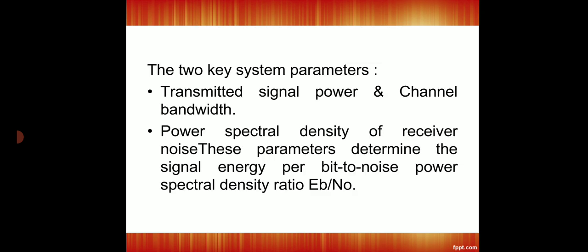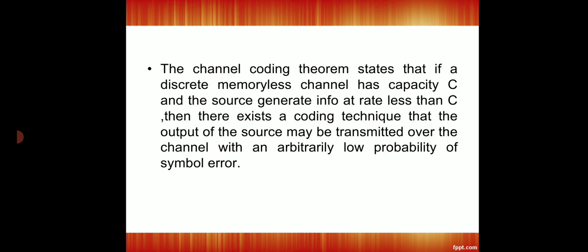The two key system parameters are transmitted signal power and channel bandwidth. The power spectral density of the receiver noise, and these key parameters, determine the signal energy per bit to noise spectral density ratio, that is Eb by N naught.